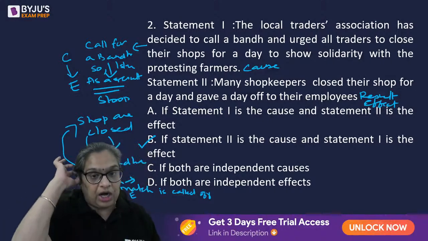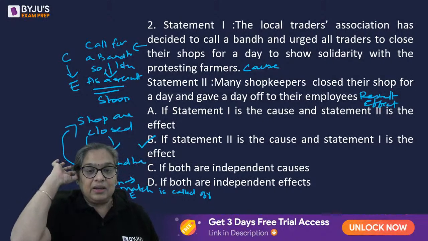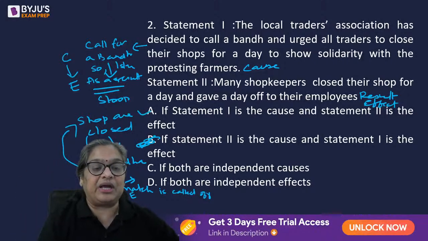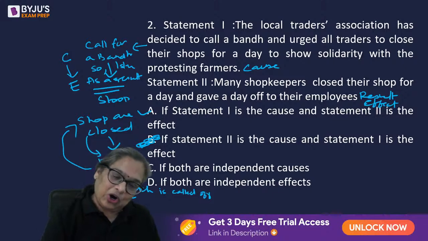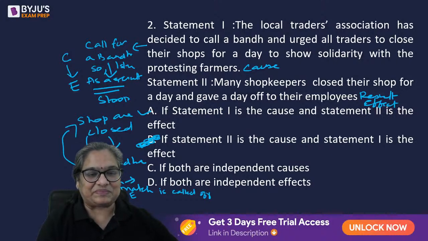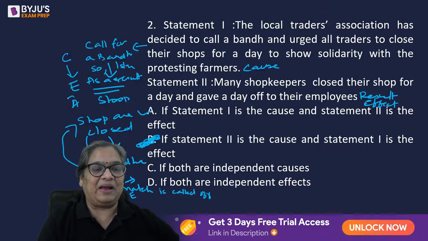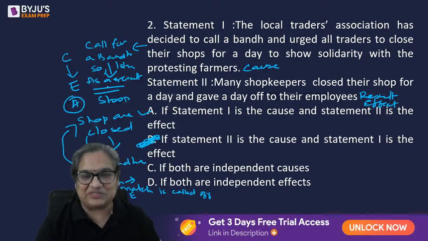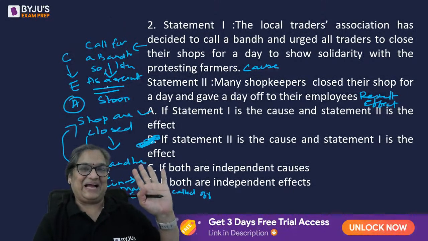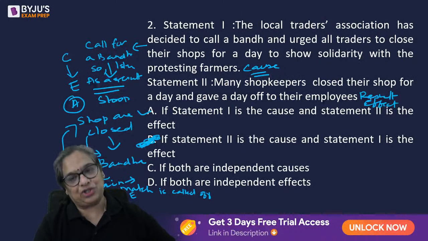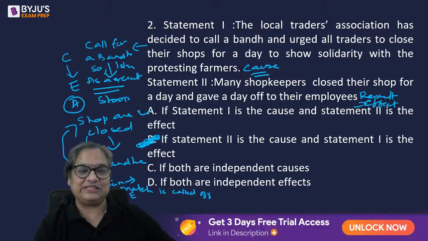Band is the cause. Correct. You are correct. I'm sorry. Band is the cause and closing of shops is the result. Correct. A: Band is the cause, and I said the opposite. Okay, I stand corrected. Band is the cause, shop closing is the effect, and therefore the answer is A.